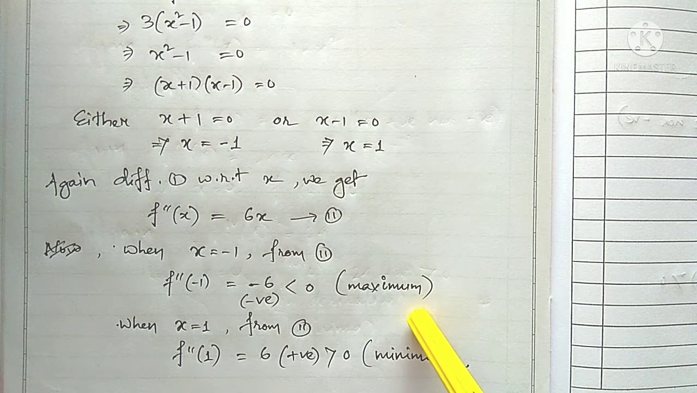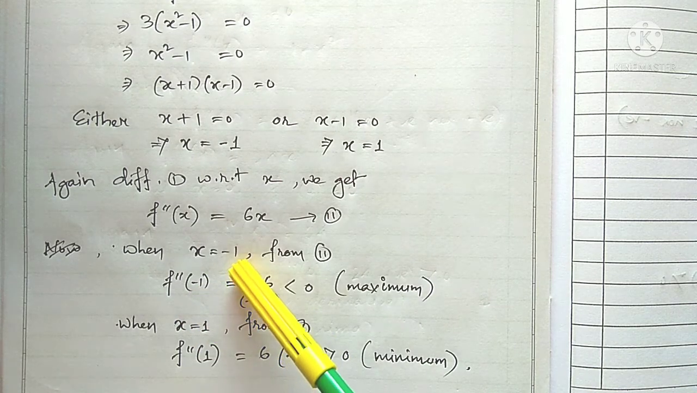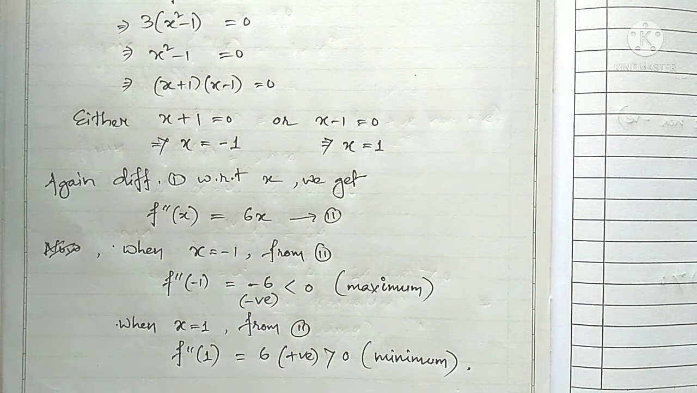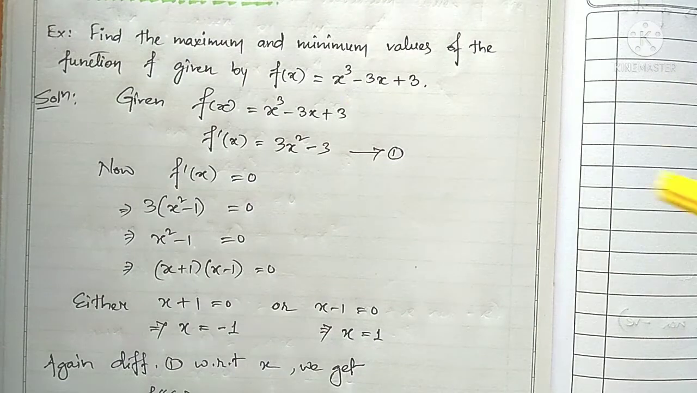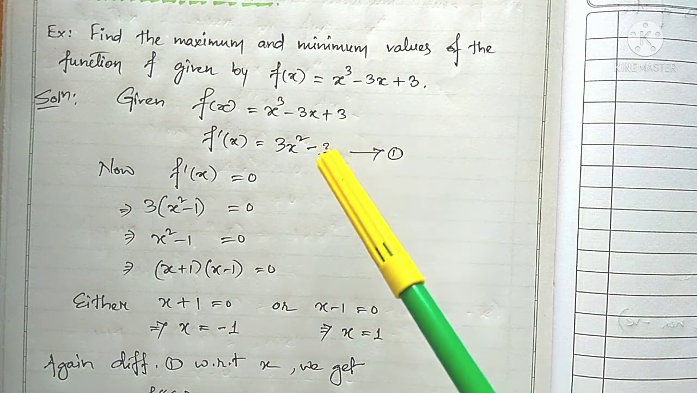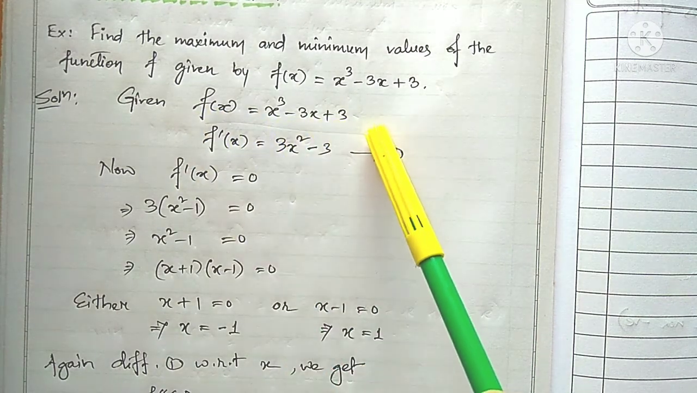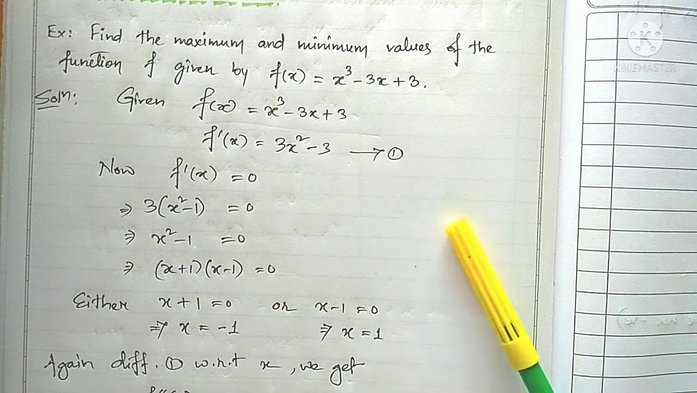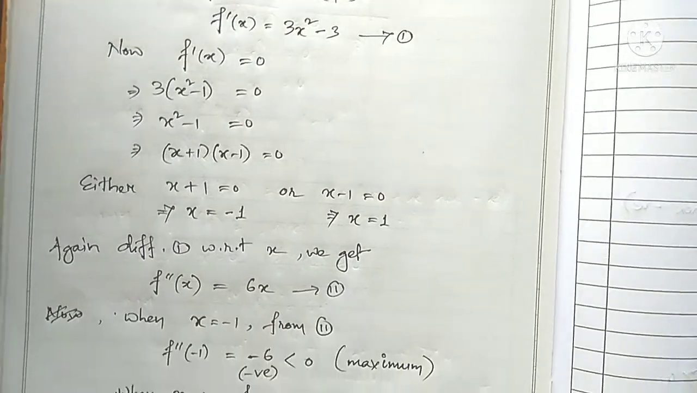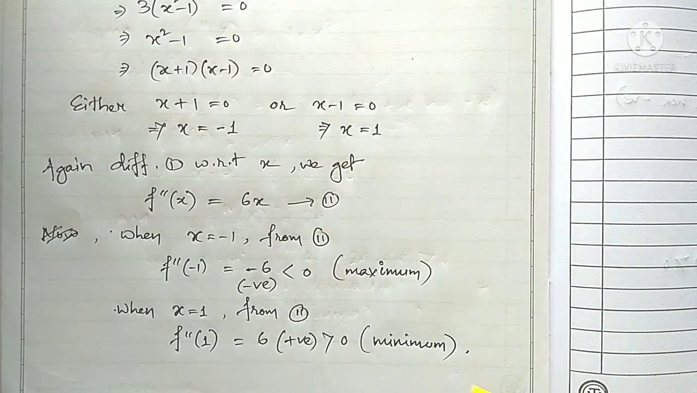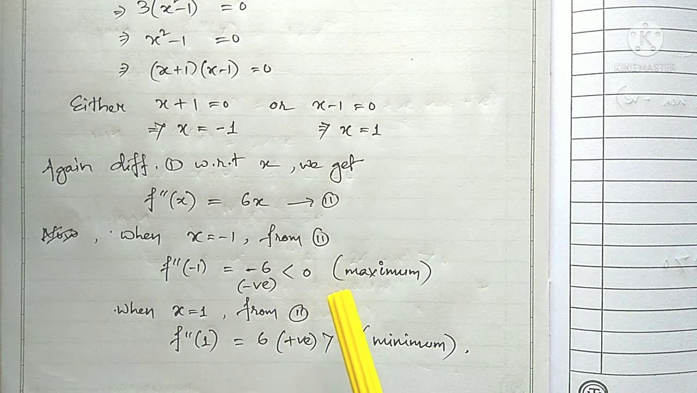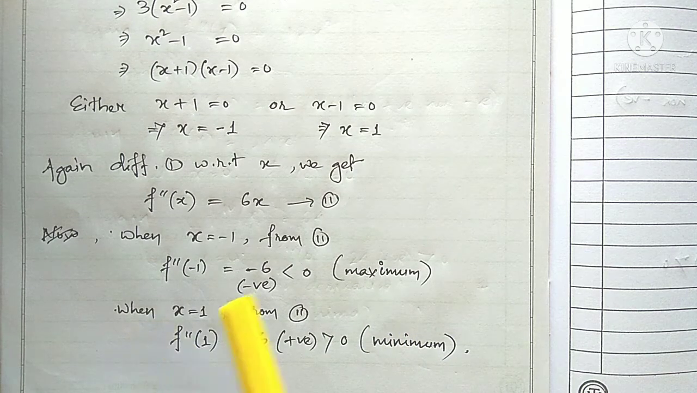That means from here we can easily say, when we put x equal to -1 on the given function, which is the given function? If you see, the given function is f(x) equal to x cube minus 3x plus 3. So when we put x equal to -1 on this given function, then we get the maximum value. Is it clear? And when we put x equal to 1 on this given function, then we get the minimum value. This one is the verification we have done here. When we put x equal to -1, then we get the maximum value, and this -1 we have to put on the given function.